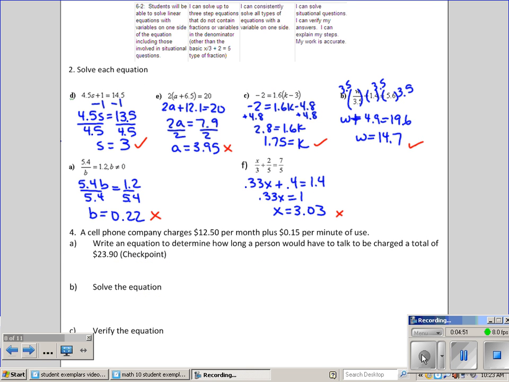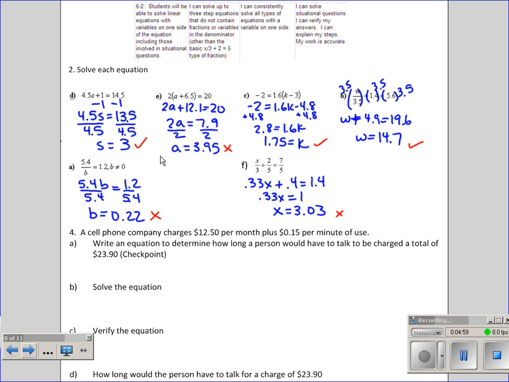In this exemplar, I would give this kid a 2. On their level 2 questions, they got most of them right. In this one here, they just made one mistake with the distribution of 2 times 6.5. They just multiplied wrong, which caused an error in their answer. So they understand the process. This kid would get a 2.